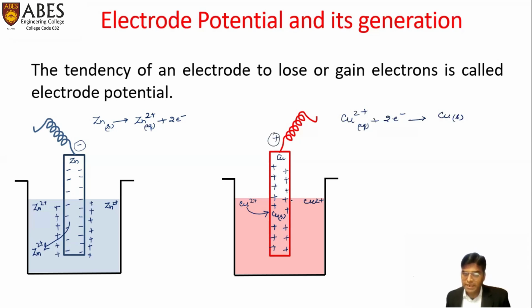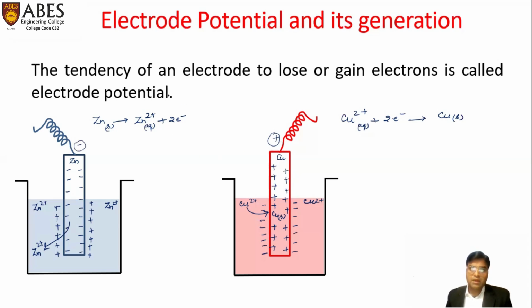And this positive charge attracts the counter anions from the solution towards it, which generates a layer of negative charge around it. This is called Helmholtz electrical double layer, which causes the potential to establish between the metal electrode and the solution. This potential is called electrode potential for the reduction half cell.